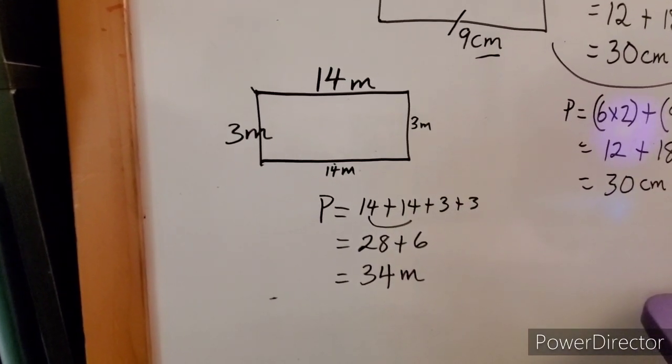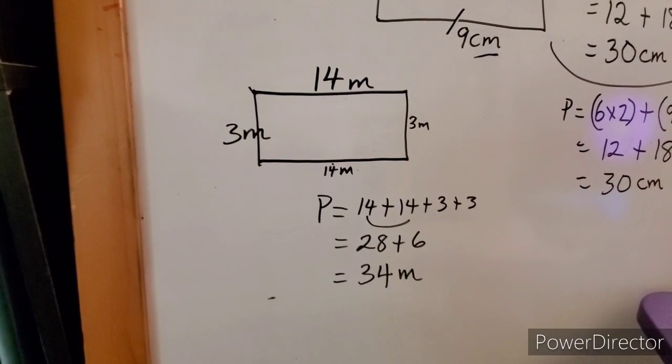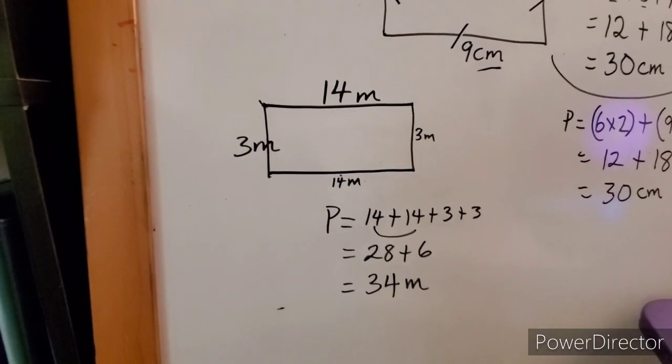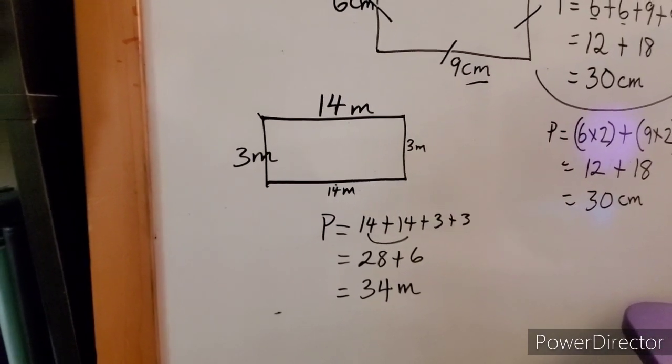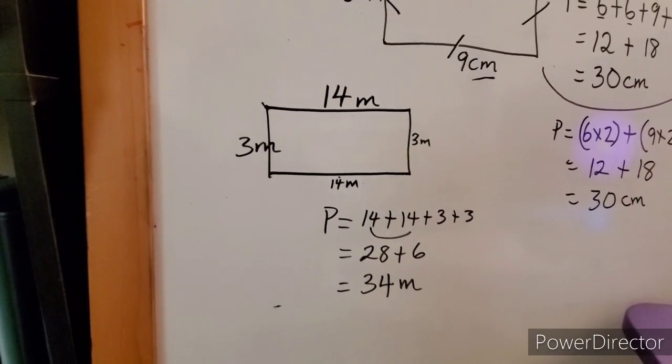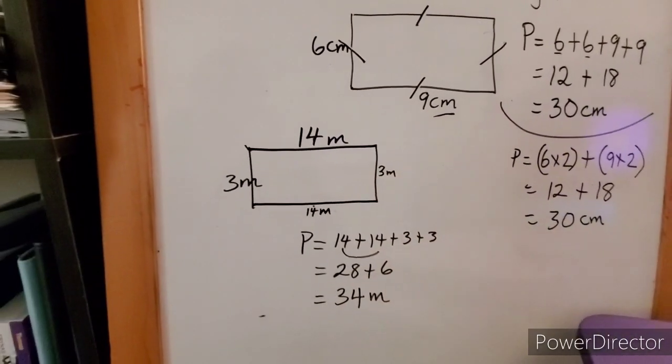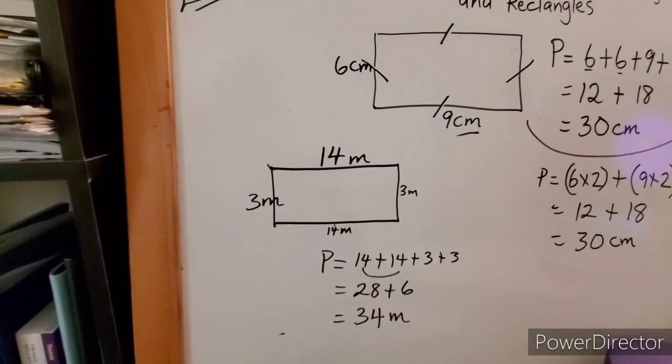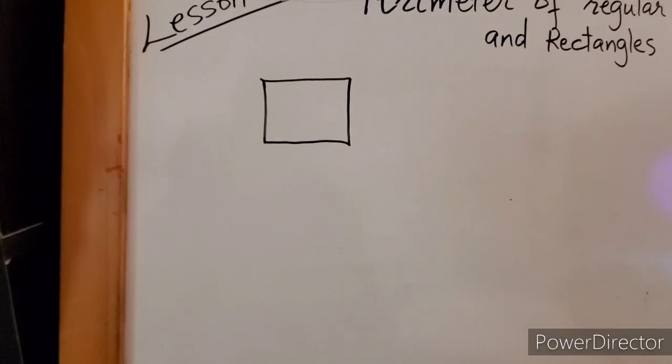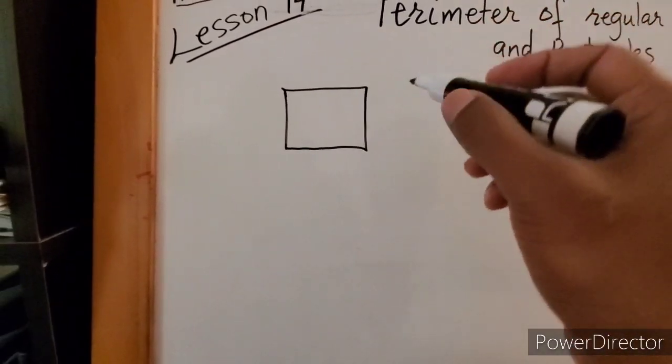Okay? It's not a regular polygon. Let us find the perimeter of a regular polygon now. Okay? Let's dig into regular polygons. They're much easier than the rectangle. Okay. All right, let's dive into some regular polygons.